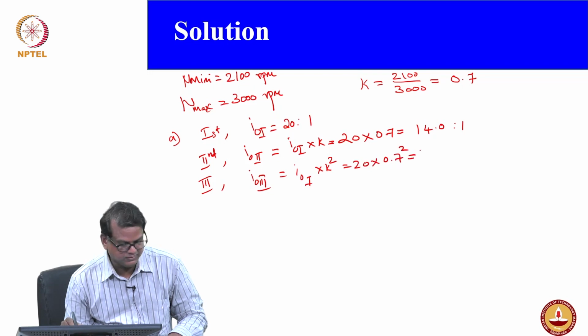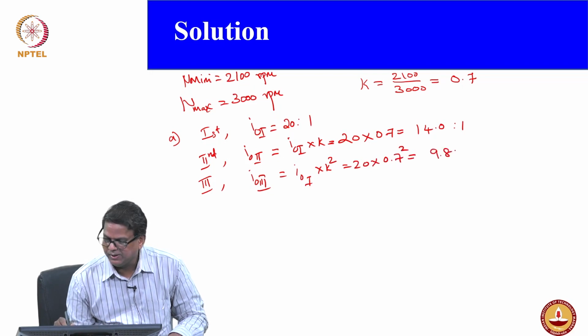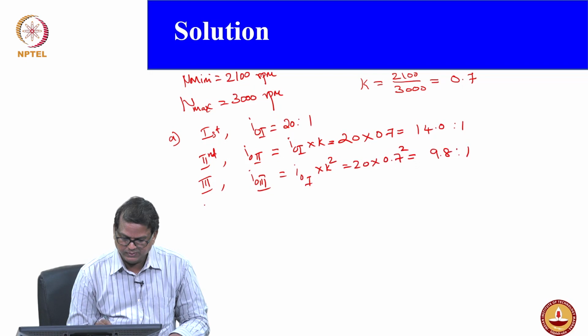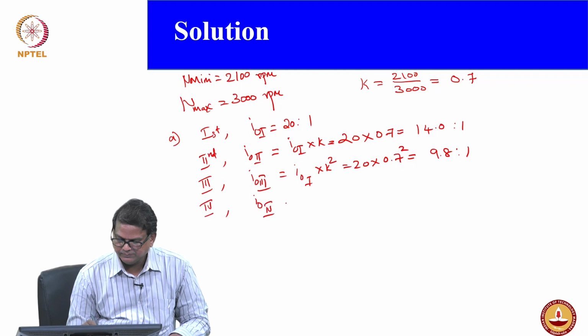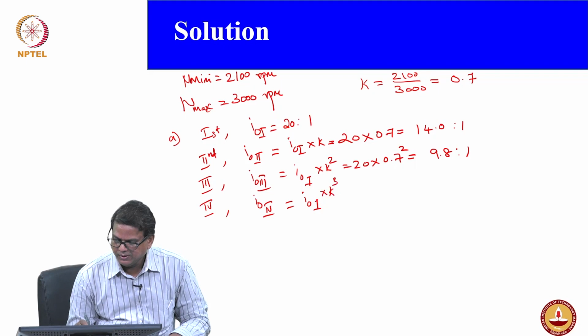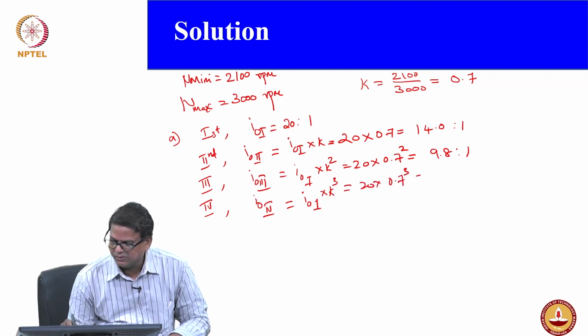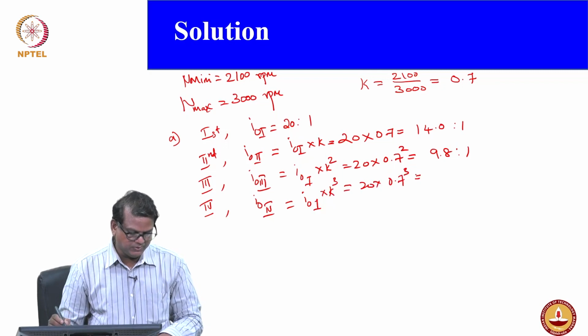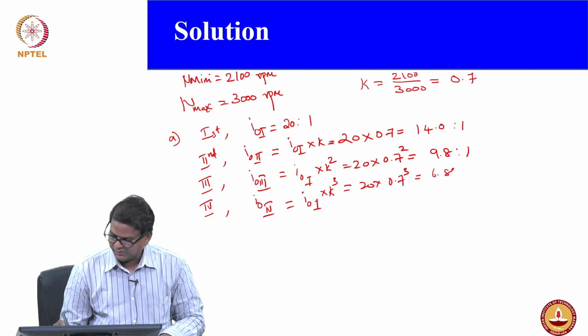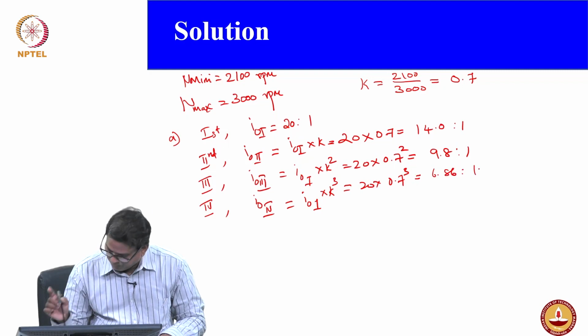20.7 squared should give me 9.8:1. Now, we will move on to the fourth: IO4, excuse me, cube, right, 20 into 0.7 whole cube. What is the value you are getting? 6.86 into 1 is to 1.